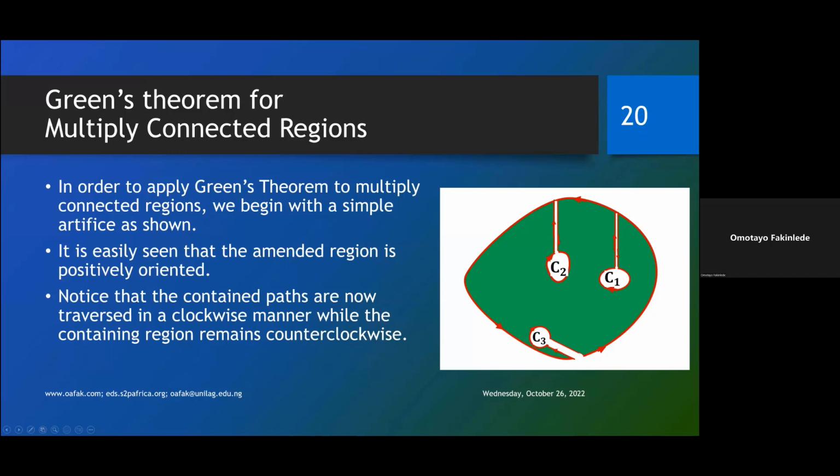The only problem now is that the region we have there is not the region we were given, because in the region we were given, there were no channels.